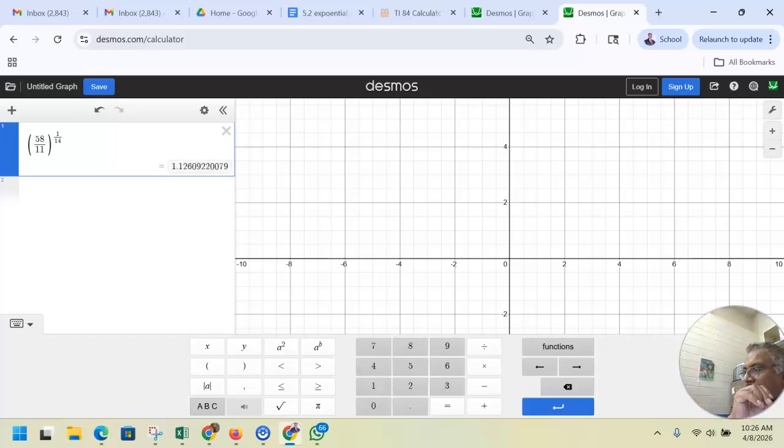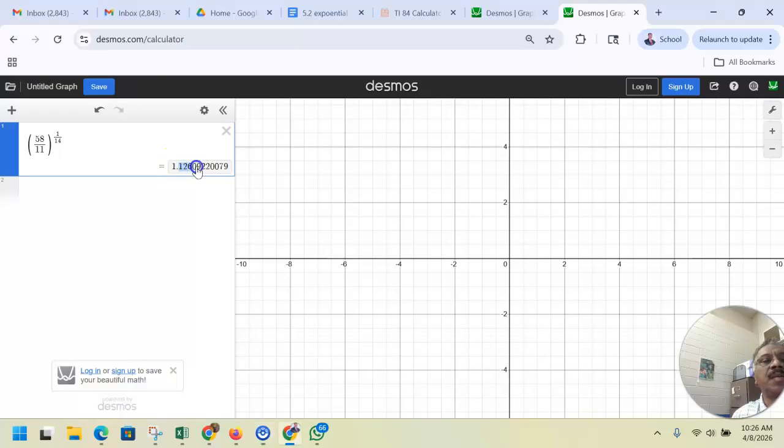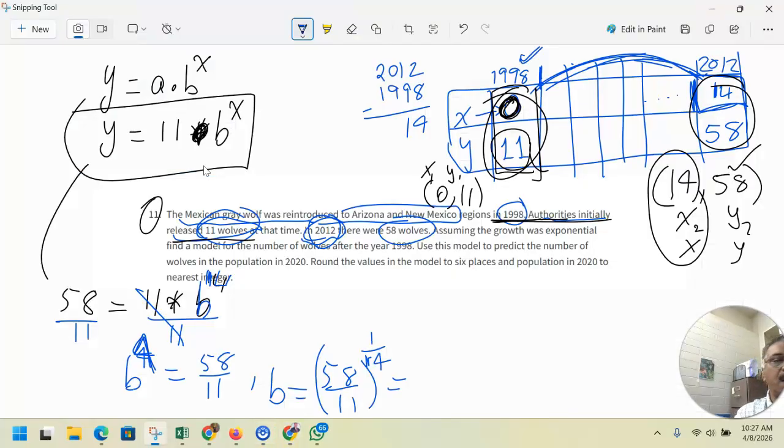And they want the nearest integer. They want the answer to be, if you see this, the first place, second place, third place, fourth place, fifth place, and sixth place. And after 6, there is a 2, so it doesn't matter. So we can keep exactly this 6-digit number. So the factor is 1.126092. So that's the b part.